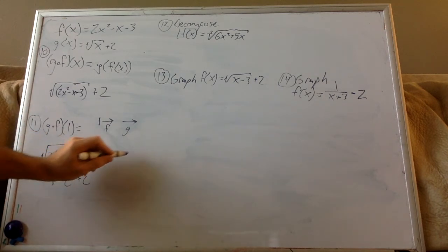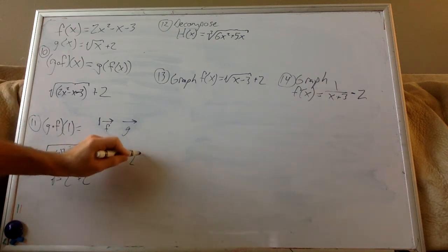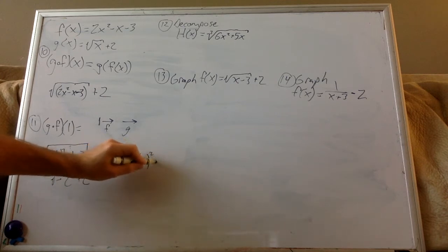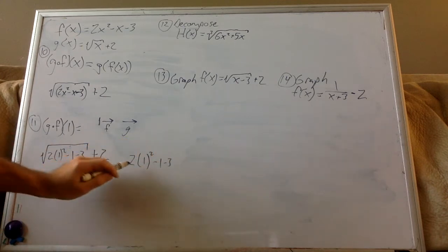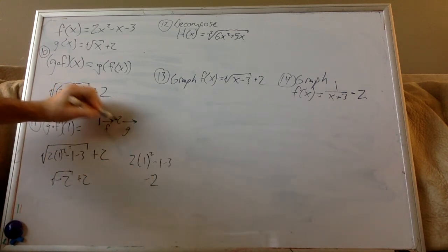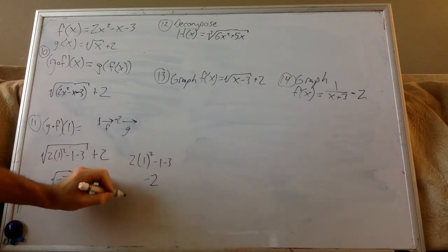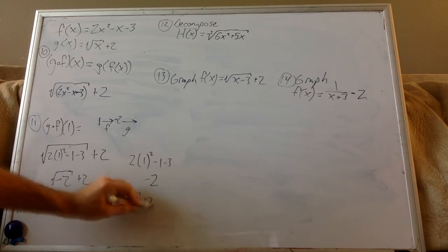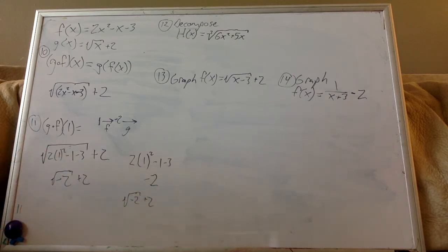So in that case, I would have the 1 going through my function here, and we already know that that's negative 2. And so I'd put my negative 2 into my g function. So then I have square root of negative 2 plus 2. And we also do the same thing. If g doesn't allow negative numbers, then we can say that's outside of the domain so that we have a non-solution, or we can say we're allowing complex numbers.